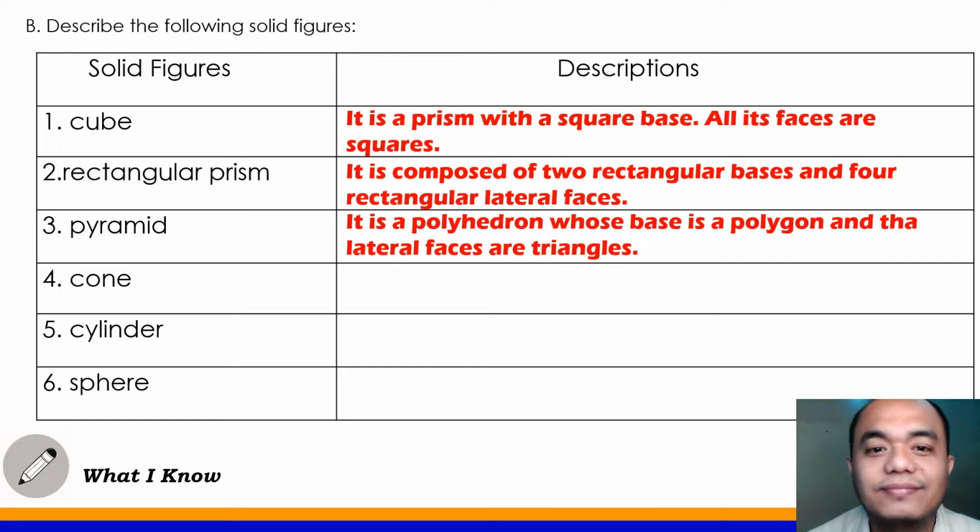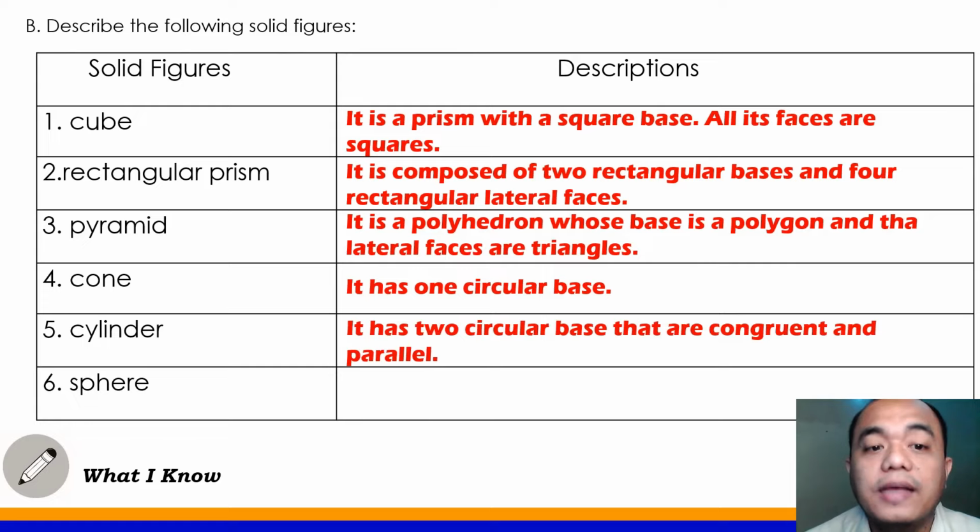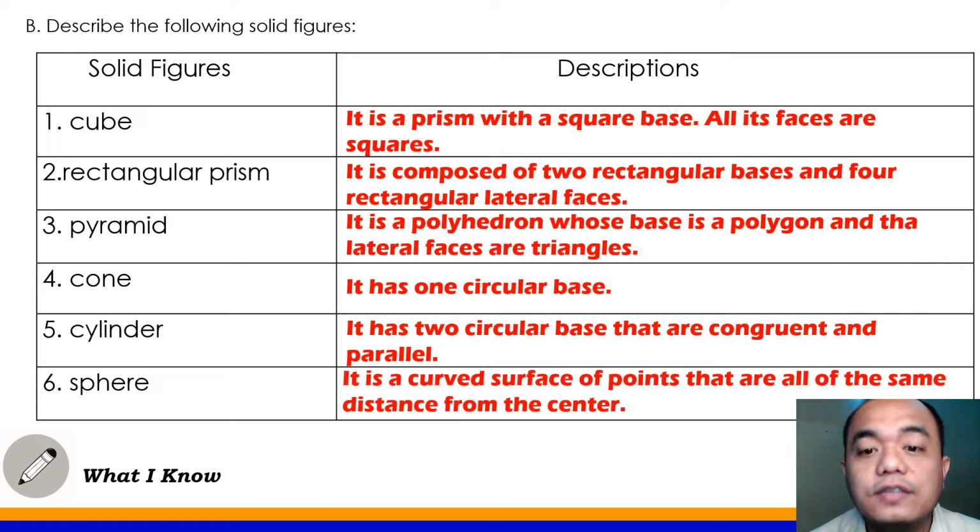Next, cone. Yes, the cone has one circular base. Cylinder. Cylinder has two circular bases that are congruent and parallel. Number 6, sphere. Yes, the ball is a sphere. And how do you describe a sphere? Yes, it is a curved surface of points that are all of the same distance from the center. Again, we will discuss all this as we go along. This is just a pretest, so okay lang na magkamali on this part.